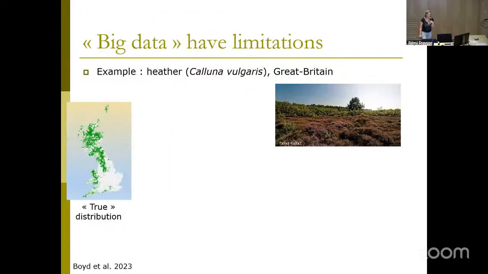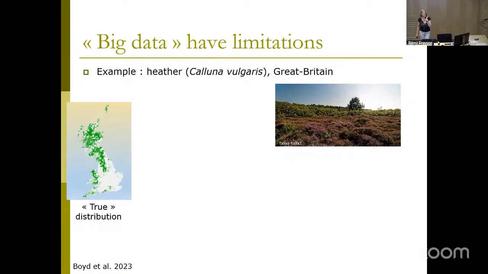And in general, there is a lot of interest for the big data approach. You should keep in mind that big data have limitations, and in particular, they often are associated with a lot of biases. And just to illustrate that, I'm using an example that was published by colleagues from the UK with a plant species, heather, which is very convenient because heather forms large patches of purple to pink flowers, which can be detected with remote sensing data. So we can know the true distribution of the species with such data, and it's mapped here in Great Britain. All the green parts are the distributions of heather.